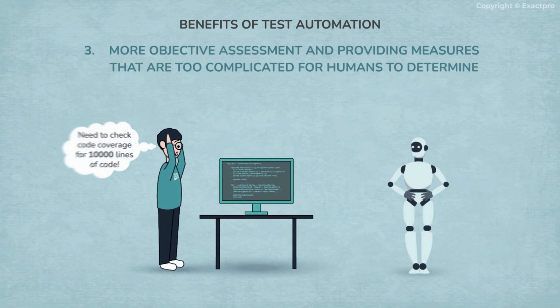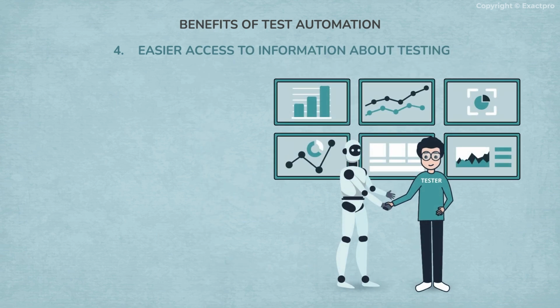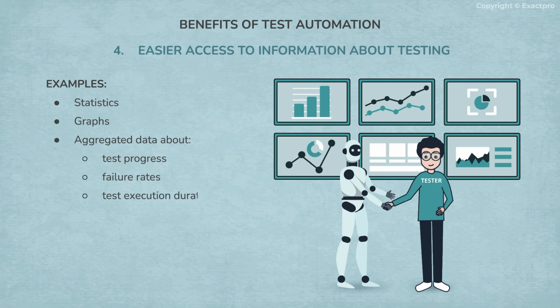Also, test automation gives more objective assessment via coverage, at the same time providing measures that are too complex for humans to determine. It grants easier access to information about testing to support test management and test reporting through statistics, graphs, aggregated data about test progress, failure rates, and test execution.